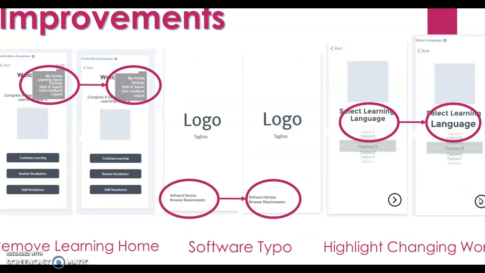So from the feedback in the user testing, the following improvements were made to the prototype. The first one, we removed the Learning Home dropdown from the profile menu, as this was felt to be unnecessary. We also adjusted a typo on the splash page. And third one is we modified the onboarding text to make it more aesthetically pleasing to the user.